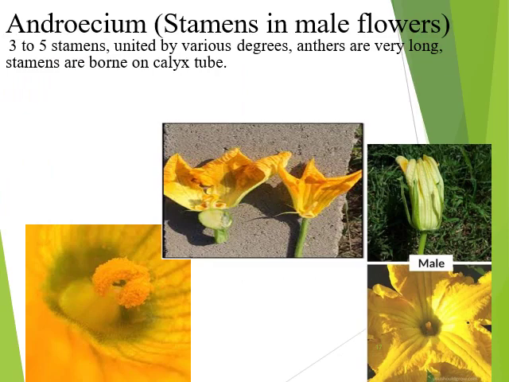So here we have the third whorl of the flower, that is Androecium. In Androecium, the number of stamens is 3 to 5, and they are united to various degrees. So anthers are very long in Cucurbitaceae family. Stamens are majorly borne on the calyx tube as indicated in this diagram. These are the calyx that form tubes, and from this the anthers originate. These are the anthers that originate from the calyx tube.